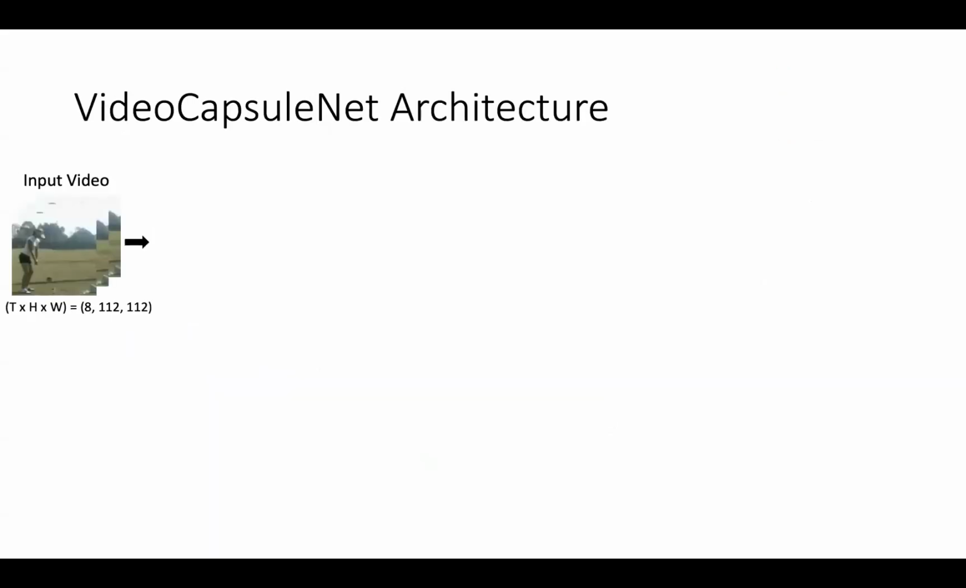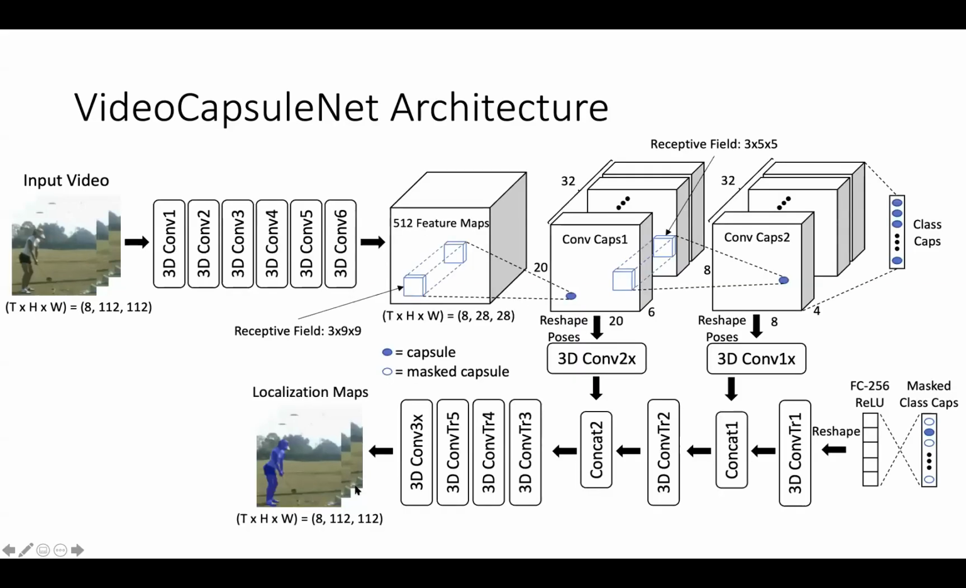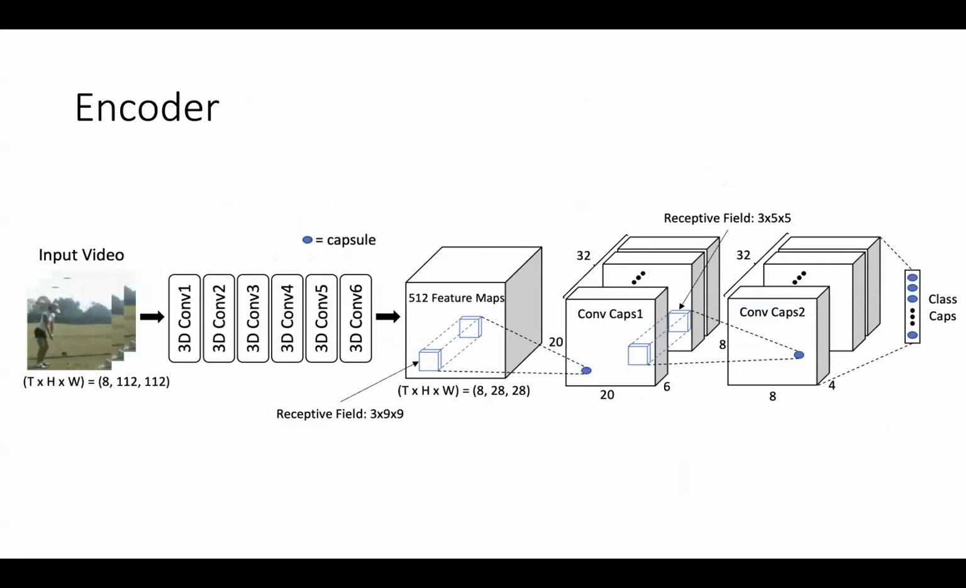The input of this architecture is 8 frames of 112 by 112 video, and the output is a set of localization maps for each of the frames. This is an overview of the architecture, which I'll go into detail now. First we have an encoder, which takes the input video and passes it through a series of 3D convolutions to obtain feature maps. These feature maps are then transformed into our initial capsule layer, which is 20 by 20 and has 6 temporal steps.